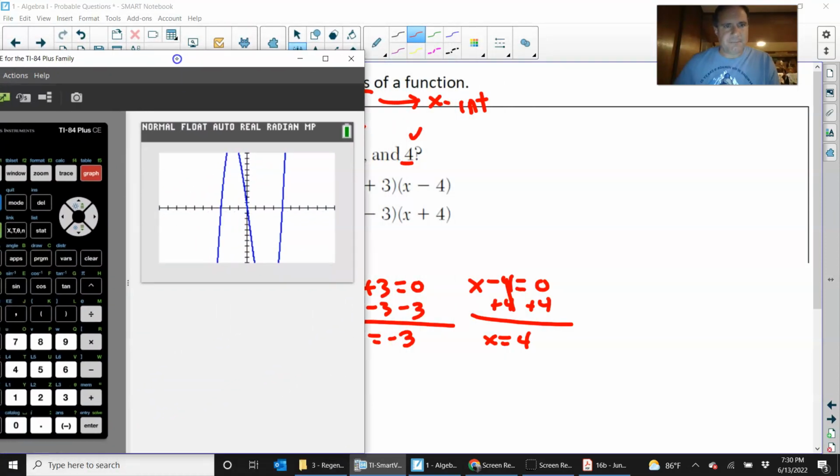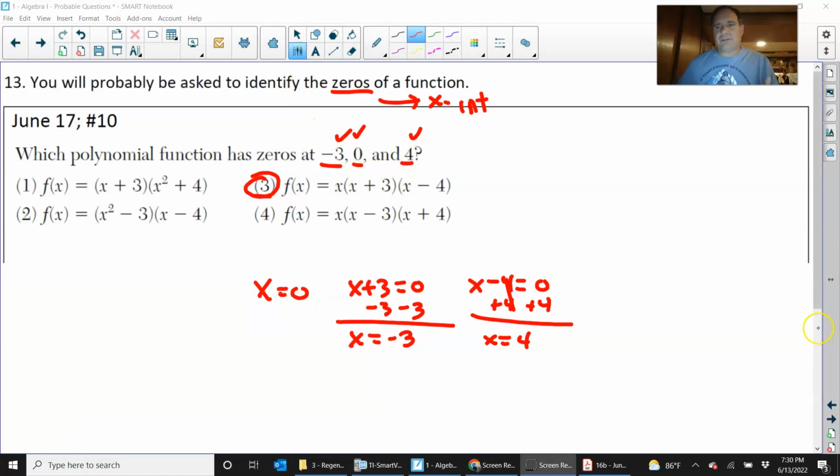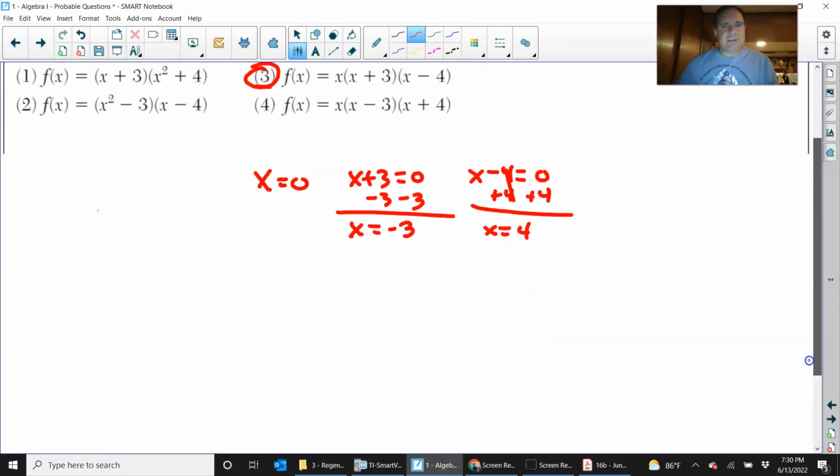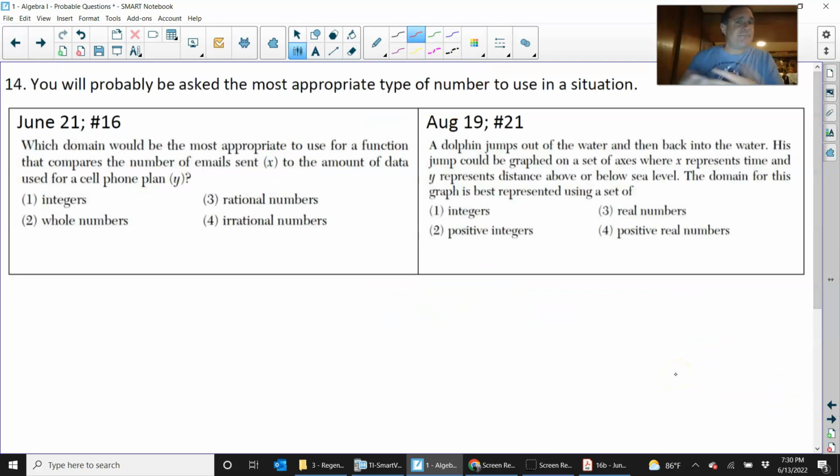Negative 3, 0, and here is 1, 2, 3, 4. You could tell on the calculator that this polynomial crosses at these zeros. You just have to know what the zeros are. You really don't need to do anything except put it in the calculator and just read the calculator.